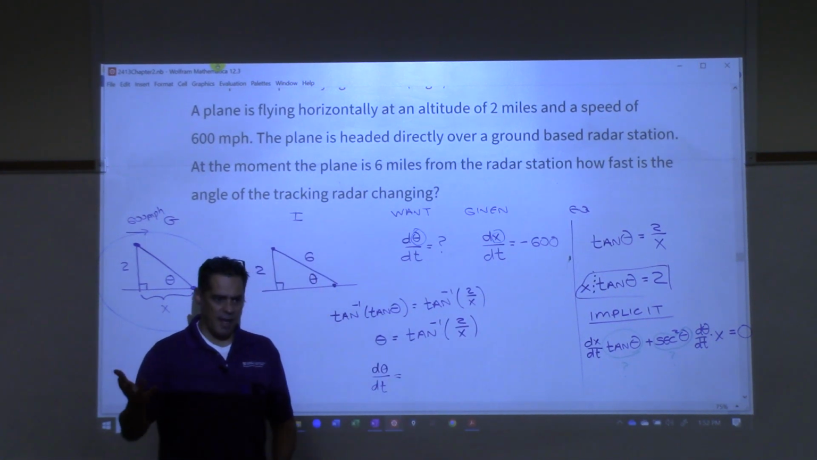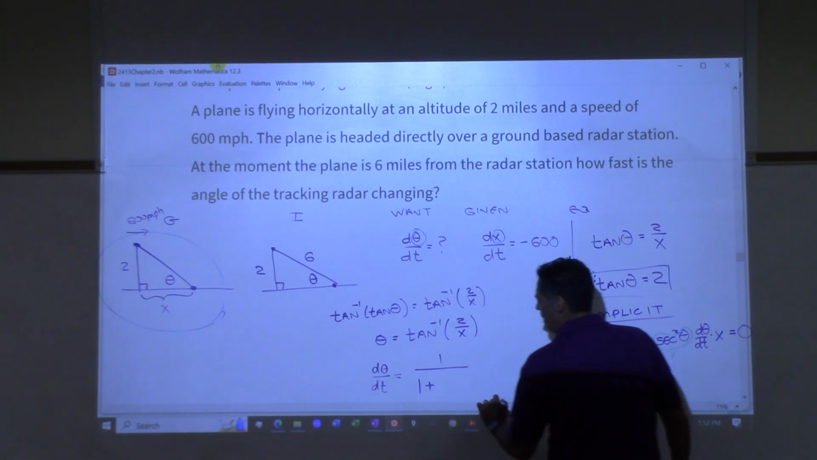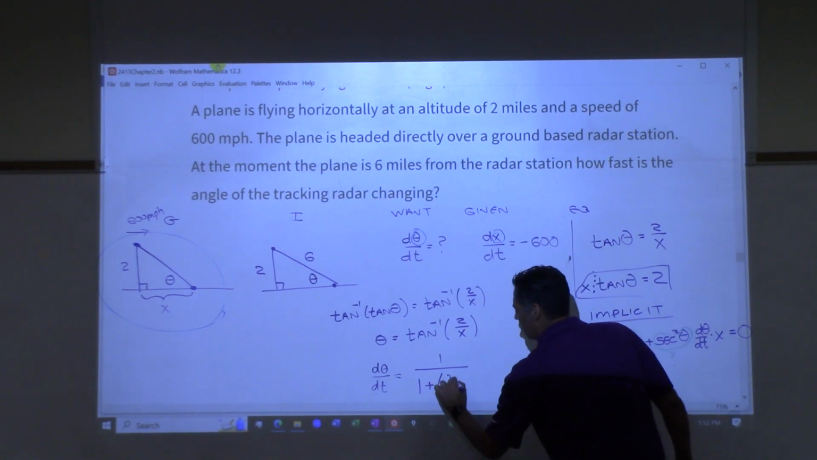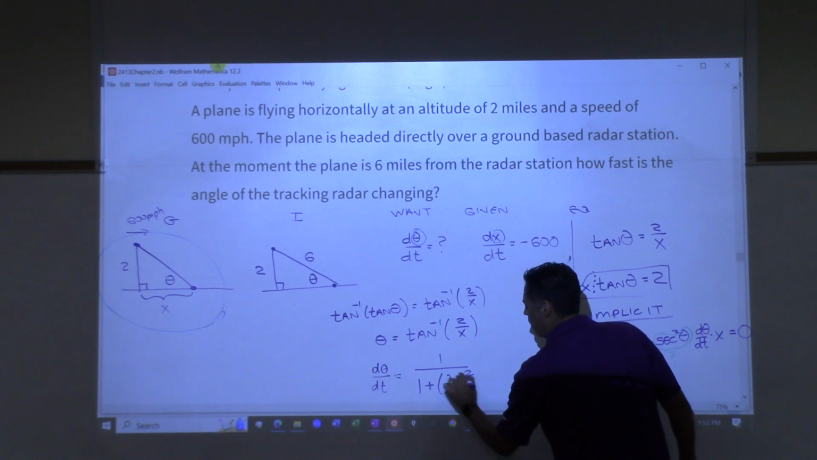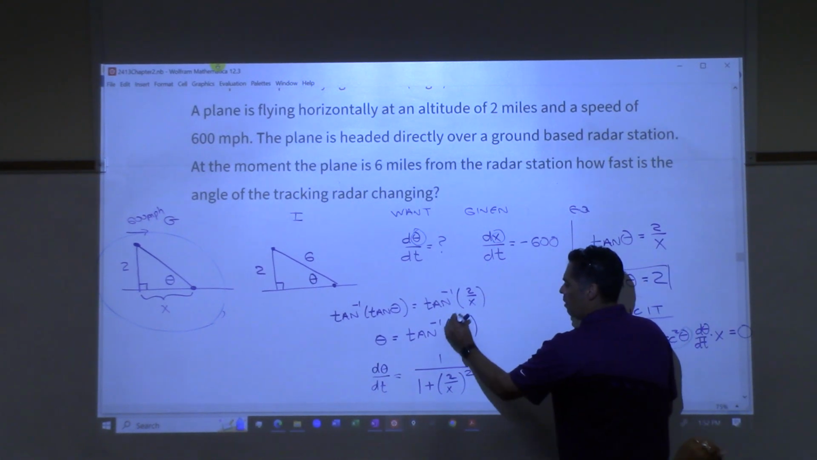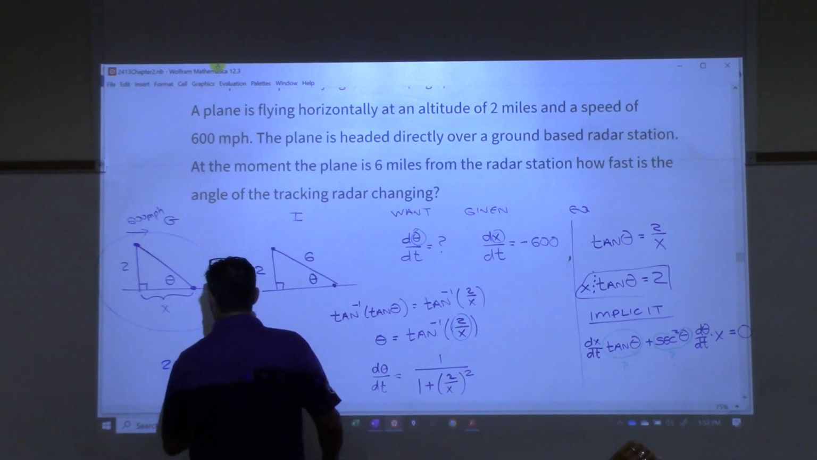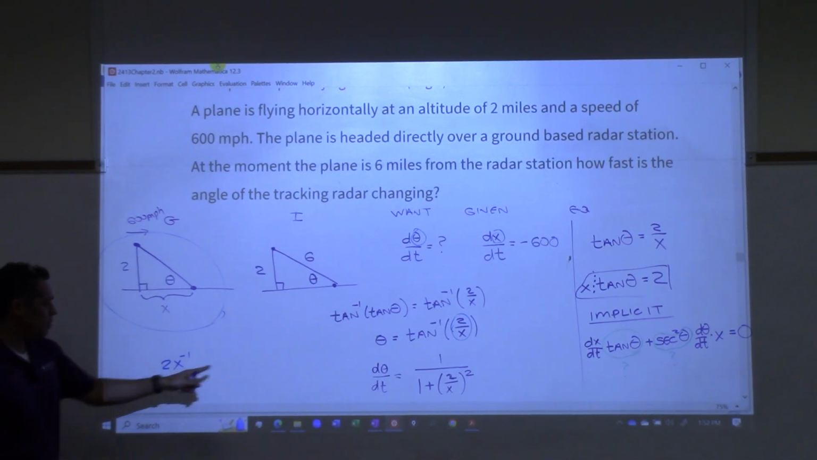Well, we just learned this today, right? What is that? 1 over 1 plus, what's my something? 2 over x. But then that, what? Squared? You with me? I'm not done though, right? Now I need the derivative of what's in here. Let me do that over here real quick. That's really 2x to the negative 1, isn't it? That's really what this means.